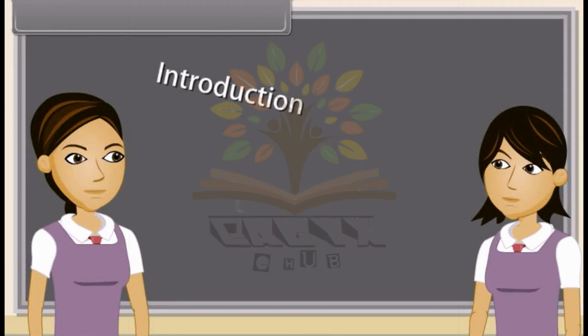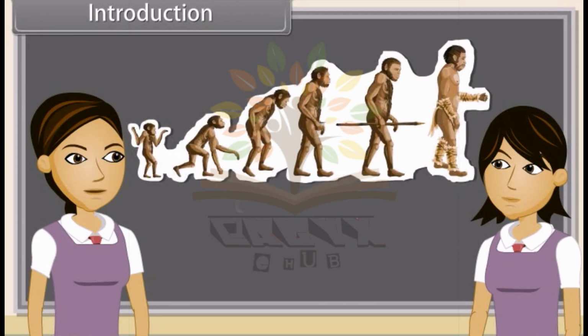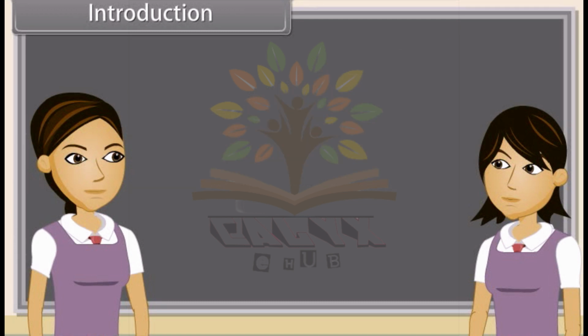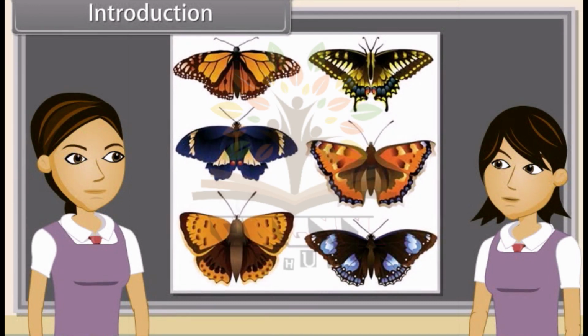Introduction. Evolution is any change across successive generations in the heritable characteristics of biological populations. And variations are the structural, functional, or behavioral changes from the normal characters developed in the living organisms.